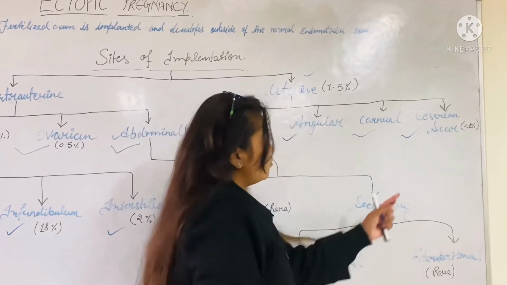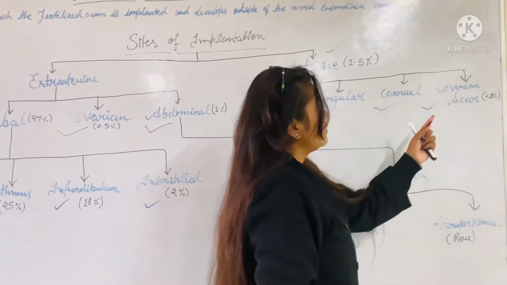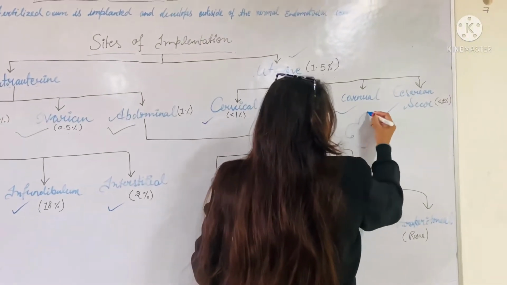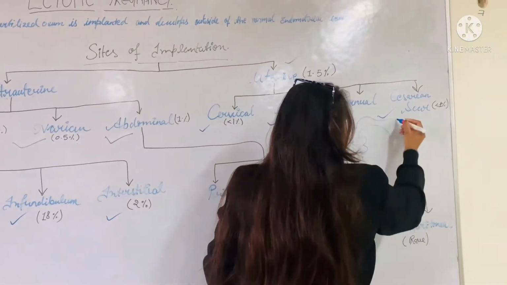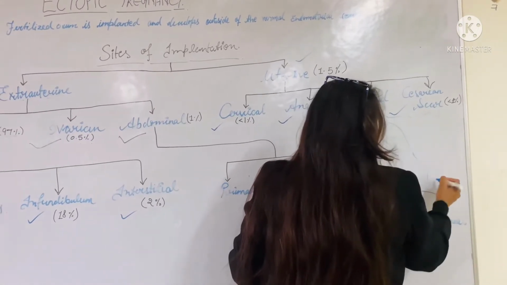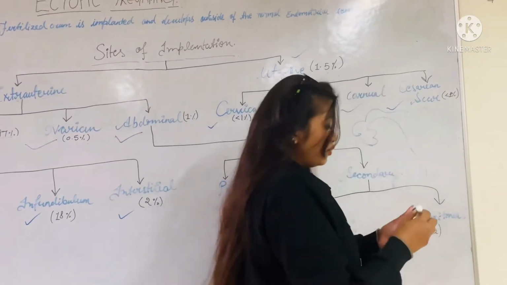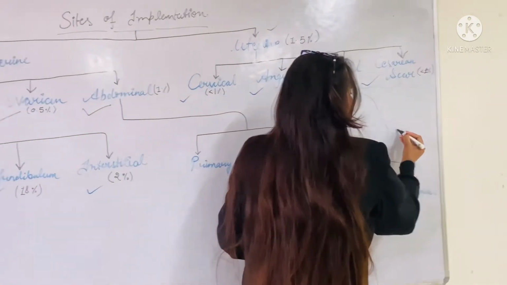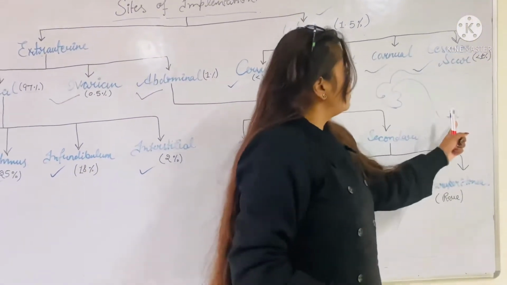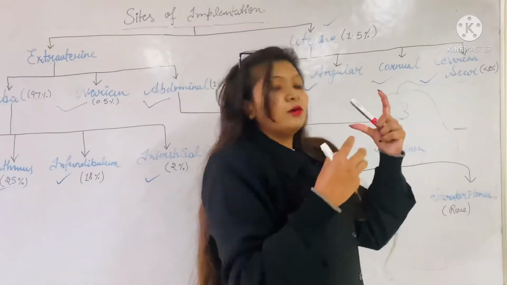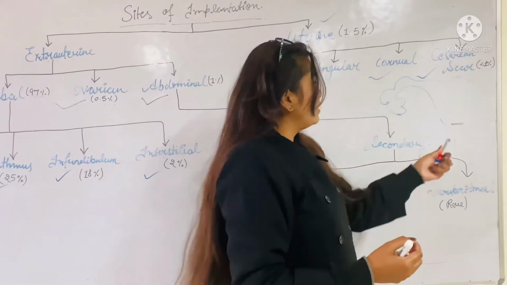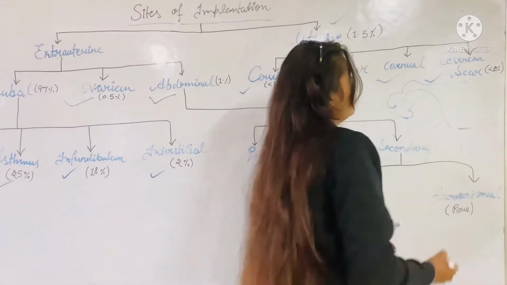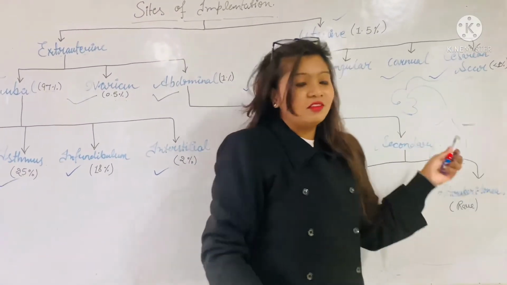So what does that mean? For the cesarean scar, suppose these are all the fimbriae, this is the fallopian tube, this is the uterus. At the time of the cesarean section, we have to give an incision just here. So this is the cesarean scar. The fertilized ova will be implanted just here inside the uterus. So this is the cesarean scar, which has less than 1% chance. This is really very rare.